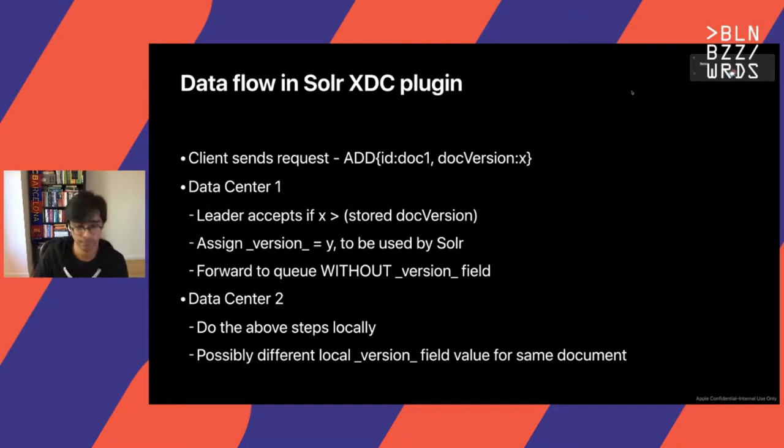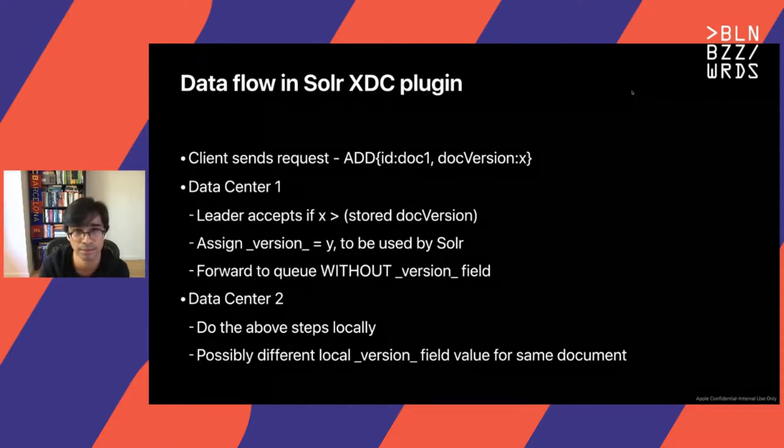So I see we're running short on time now. The data flow in this CrossDC plugin is implemented as an update request processor. When a client sends in a request, it comes in with a doc version and an ID, and the receiving data center accepts it only if the received doc version is more than the already existing doc version for that document, if that document exists in the index already.